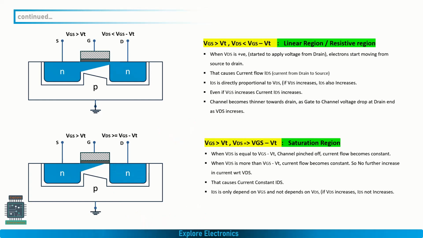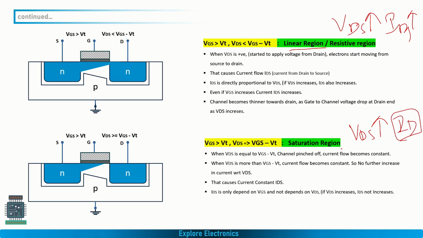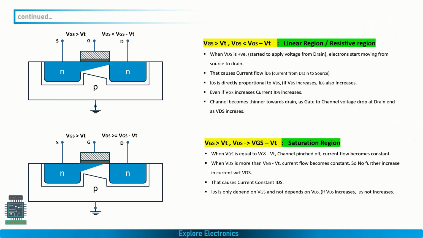At this time, what happens? The current dependence on VDS will be less, meaning there is no dependency of current on VDS. Even if we increase VDS further, current will not increase. The current becomes constant. So in the linear region, as VDS increases, current IDS also increases. But in the saturation region, as VDS increases further, the current will not increase; it is constant. The current becomes saturated, we say. That's why it is called the saturation region. So in the saturation region, the current is constant and the device acts as a constant current source.